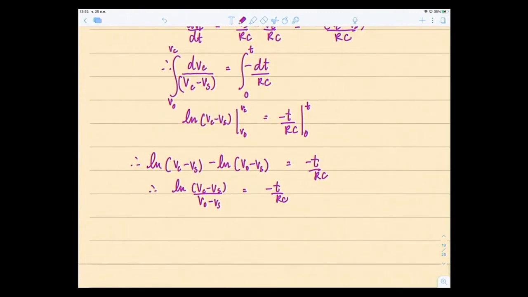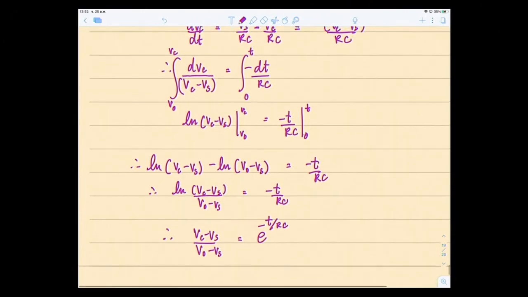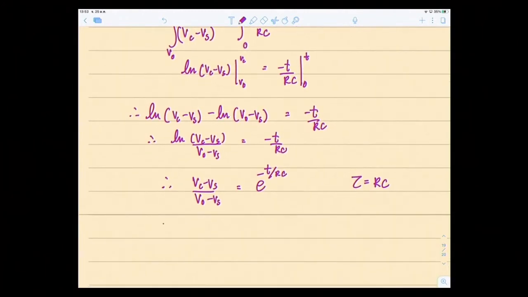To get rid of the ln, you take the exponential across both sides. Therefore you get (Vc minus Vs) over (V naught minus Vs) equal to e to the minus t over RC. Of course, if you recall from our last session, tau is equal to RC, your time constant. So we can write it as (Vc minus Vs) over (V naught minus Vs) equal to e to the minus t over tau.